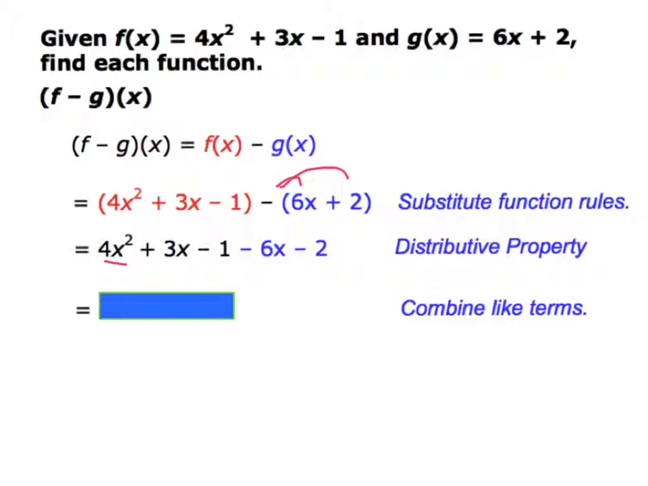We're going to code this. There's my x squared. There's my 3x and my 6x. Those are like terms. Then there's my constants. And we're going to add like terms. And after we add like terms, it's going to look just like that right there. And that's really all there is to subtracting functions.